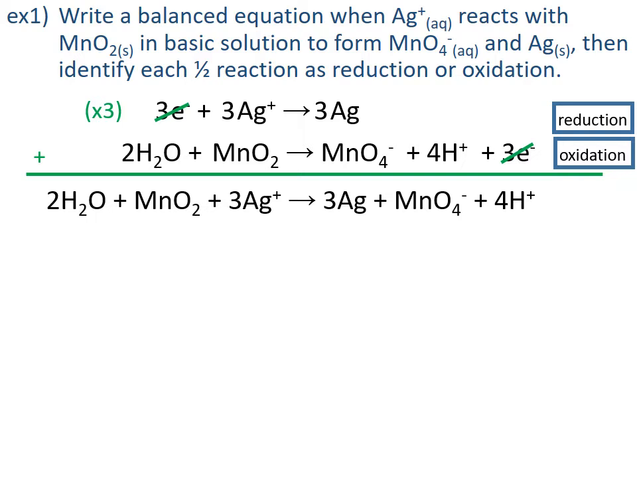So since I have 4 H+, I will add 4 hydroxides to either side. An H+ and an OH- make water. So 4 H+ and 4 OH- will turn into 4 water molecules.